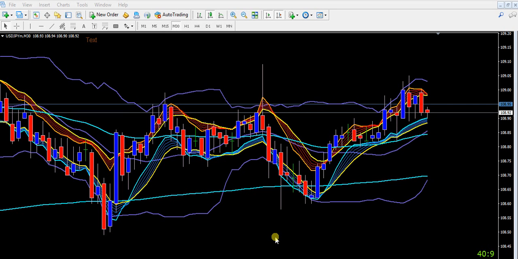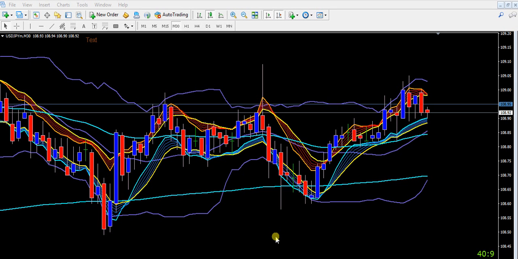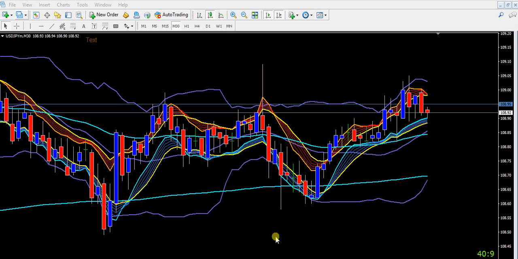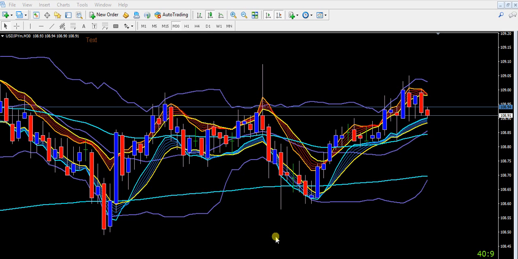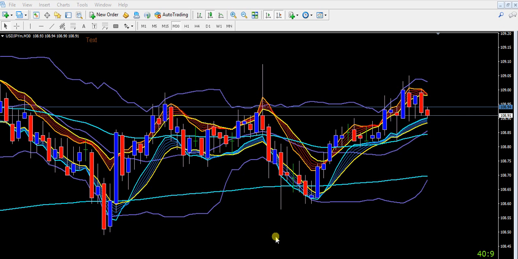9 April 2020. It's about 9:44 in the morning, Indonesian time, GMT+7, so it is about 2:44 AM GMT, and now we're discussing the USD/GPU time frame.